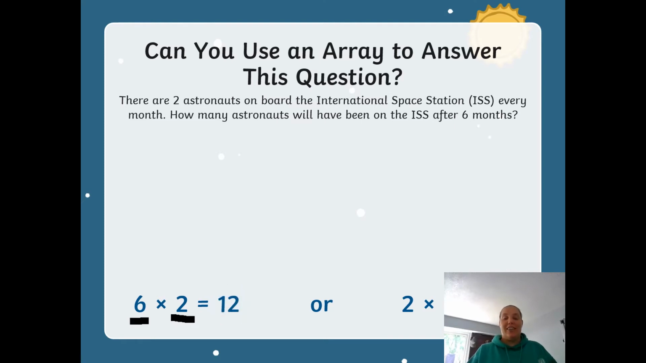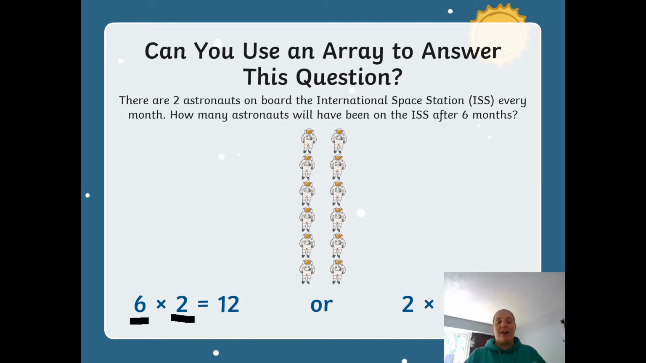Let's just check that one. And yes, we're absolutely right. And there are my 12 astronauts. So this is month number 1, this is month number 2, month number 3, month number 4, month number 5, and month number 6. Well done, everybody.